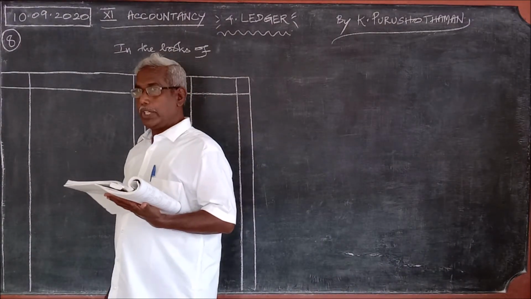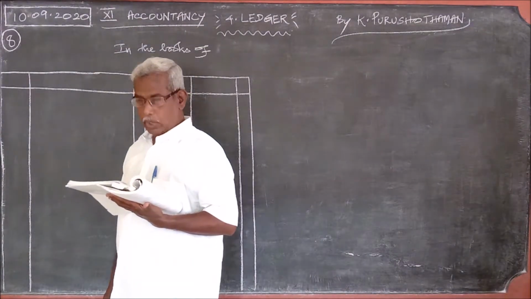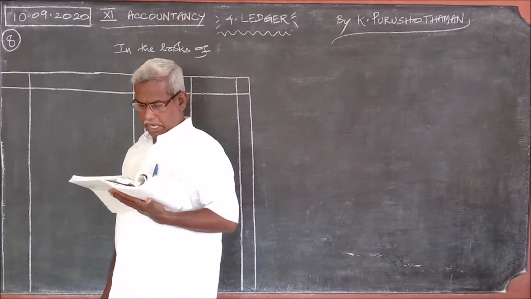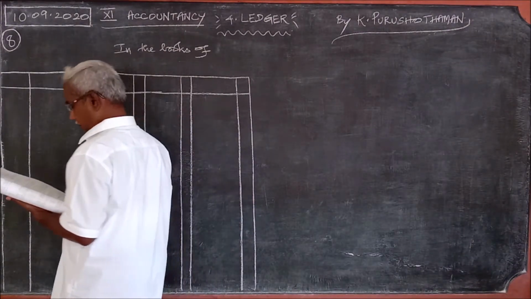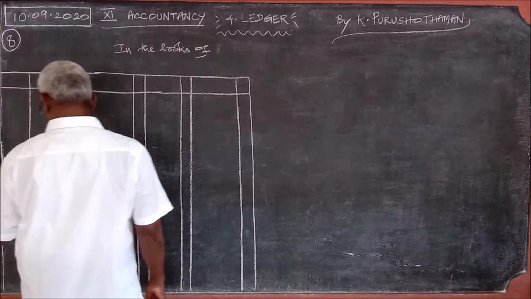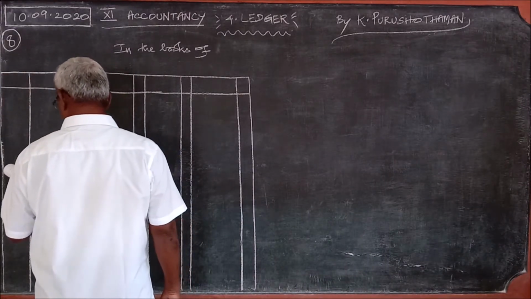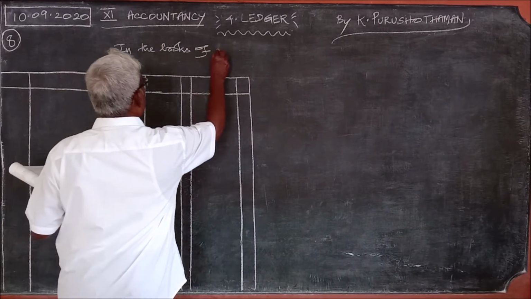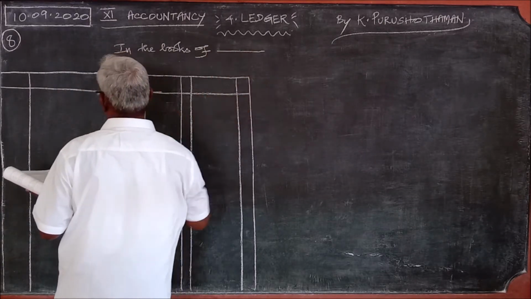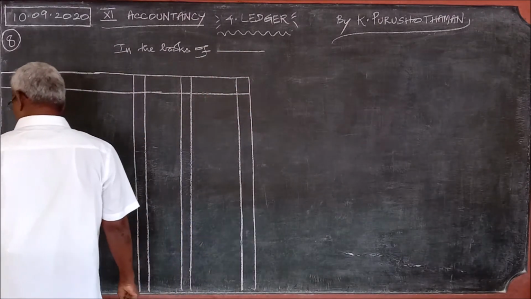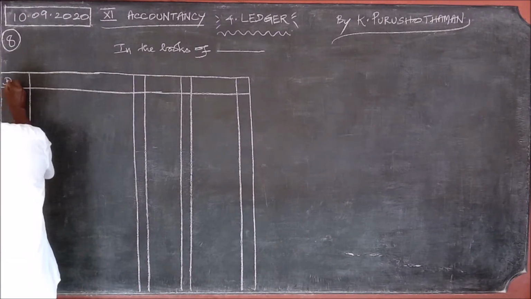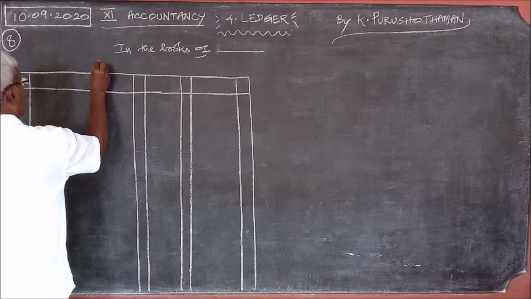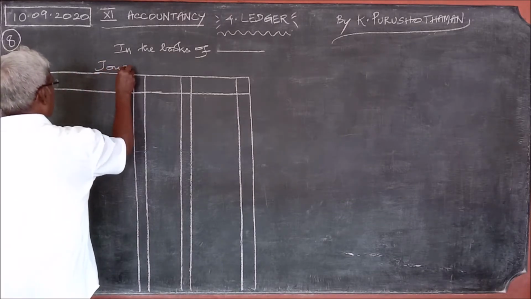Problem number 8 today. Give journal entries and post them to cash account. First, let us give the journal entries. In the books of dash, no name is given. Give journal entries, therefore 2016 date, journal entries.